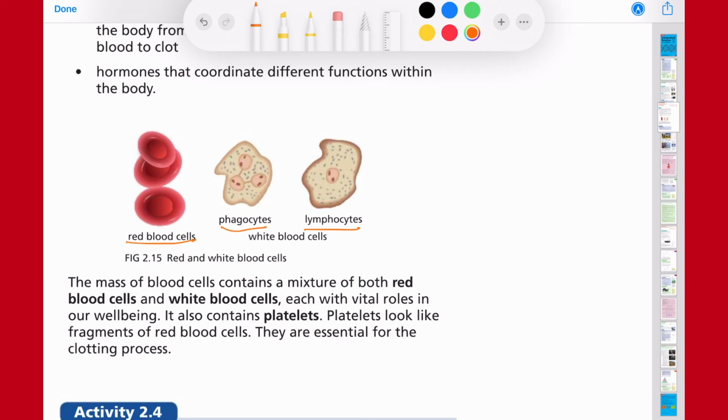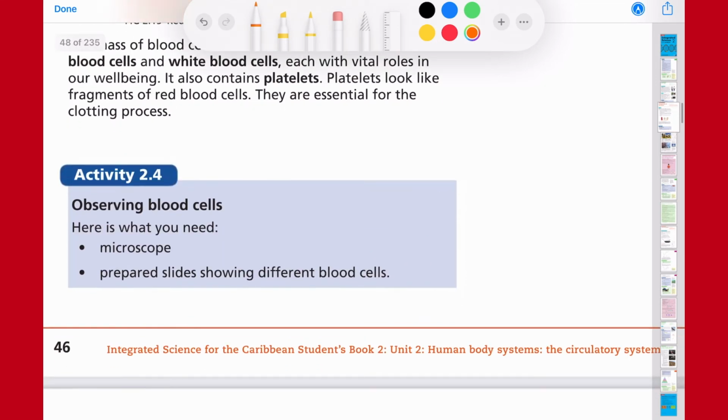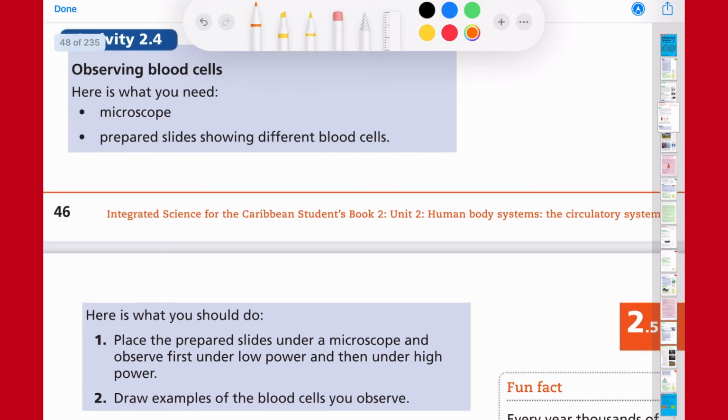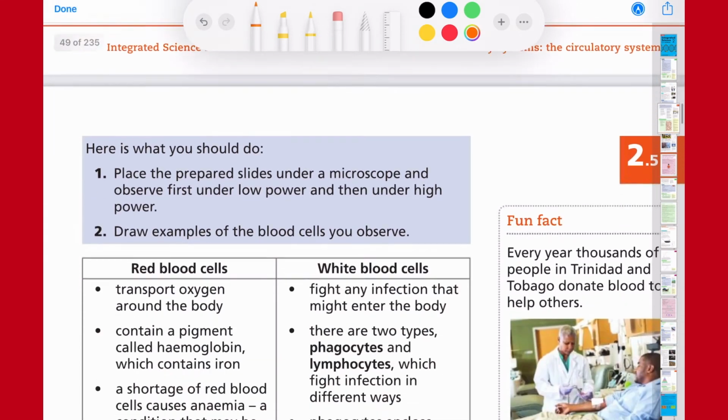It also contains platelets. Platelets look like the fragments of red blood cells, and they are essential for the clotting process, right? So when you hear your platelet level is low, you need to get that checked out, because then if you get a cut, it means you are going to take longer for your blood to clot.